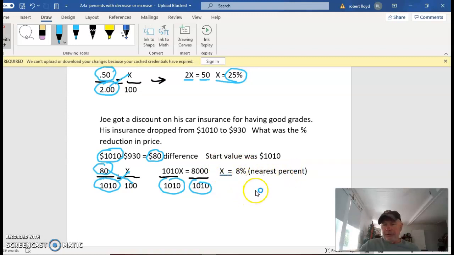This is to the nearest percent. So technically it would be a negative 8% because it went down. So that is the last of the videos for the first test.